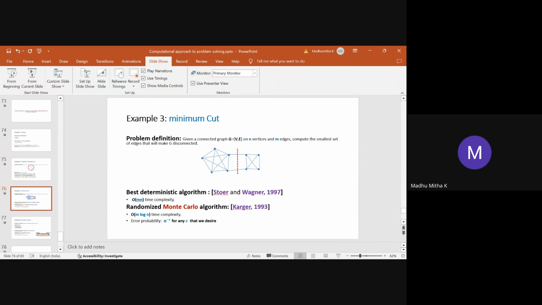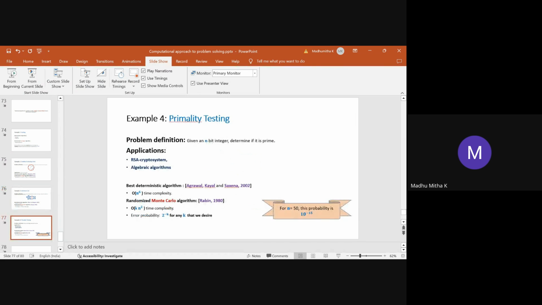Next problem is minimum cut. You have to concentrate on the time complexity this time. So you have to also reduce the error and redundancy. For this you can use the minimum spanning tree or unweighted graph. You have to calculate the minimum cost without the unweighted graph, all those things.